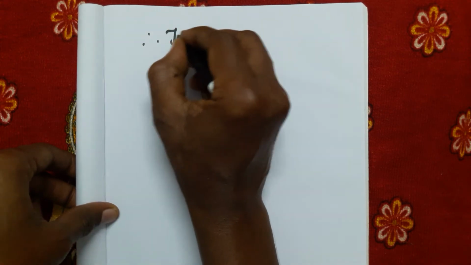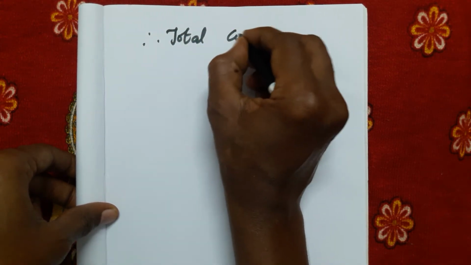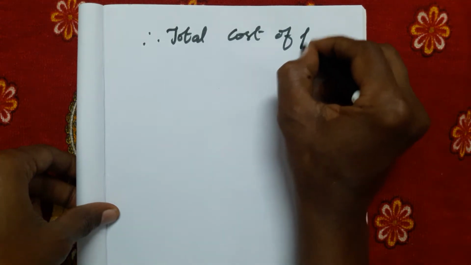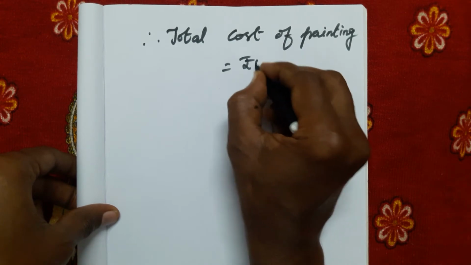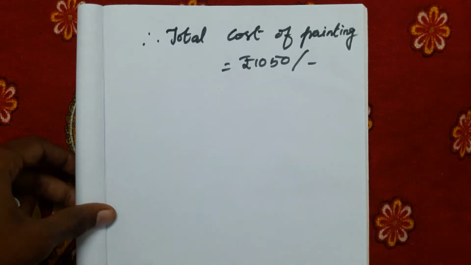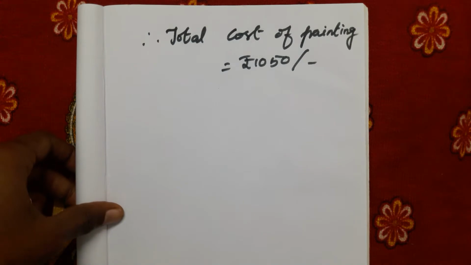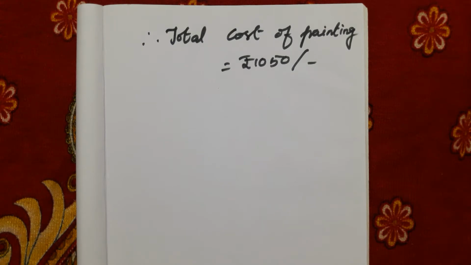Therefore, total cost of painting is equal to rupees 1050. Have you all understood this? Very easy problem. Now, first we have to find out the unknown side. Two sides are given and equal, that is 13 meter and 13 meter. Let A be the unknown side.